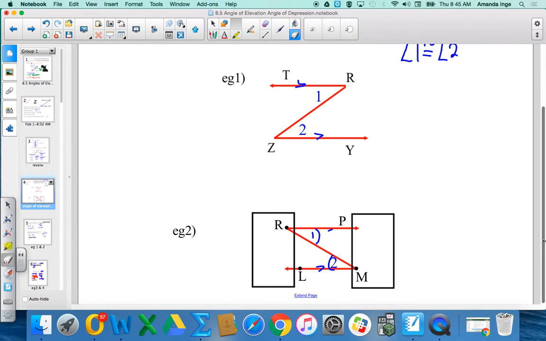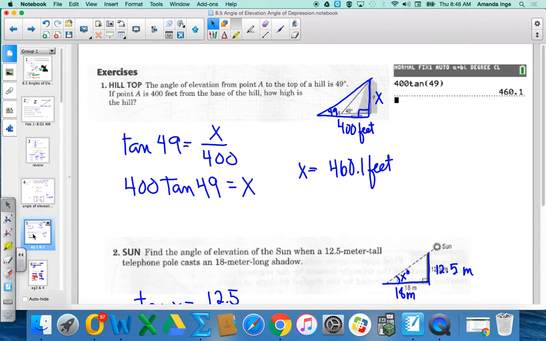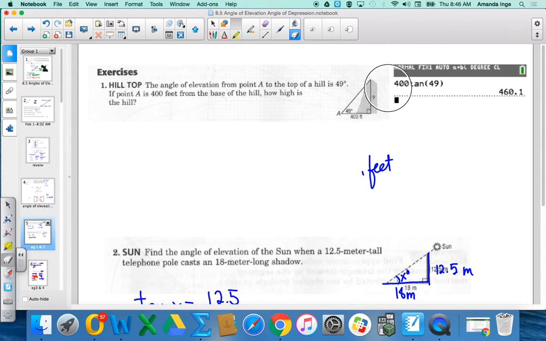Okay. Well, I have this building right here, and I have this building over here. So what's the line of sight? RM. Okay. What's the angle of elevation? Angle 2. All right. Everybody understands that. So that takes me to my first example, which is the first problem on the page that you have.